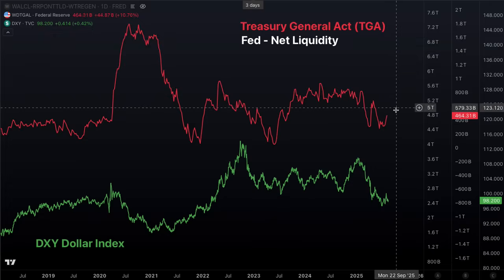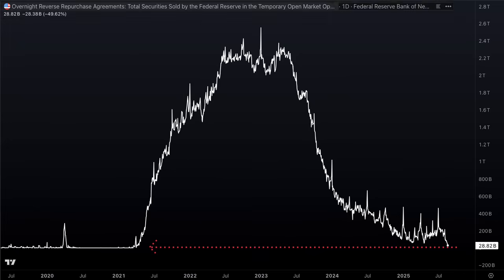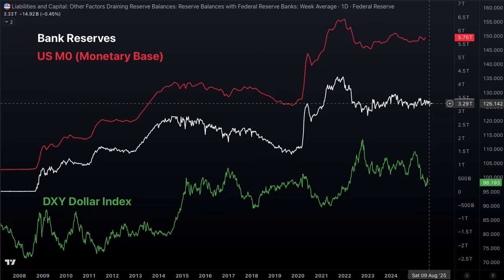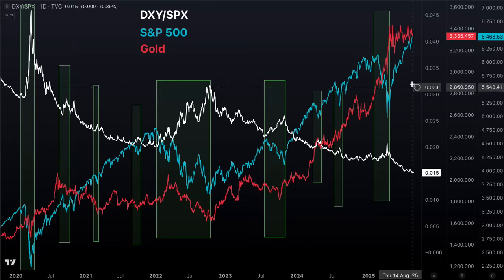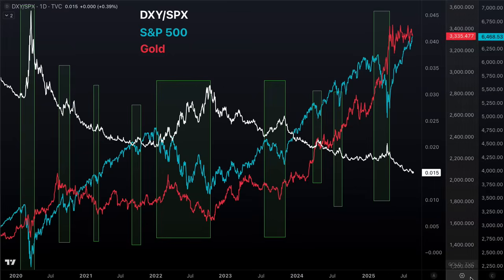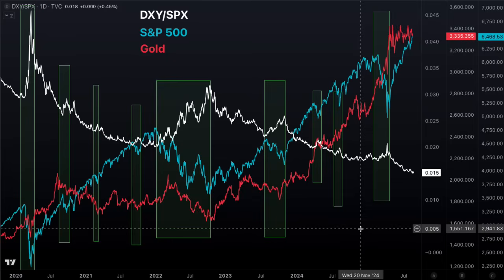So both the TGA rebuild and the fact that there's basically nothing in the reverse repo anymore, so it's got to come from bank reserves, both of those are positive for the dollar in terms of the DXY index, which is why we flagged it about a month ago when that news came out. Sure enough, we have seen a bit of dollar strength, but we expect it'll probably continue, or at least this is a tailwind for dollar strength.